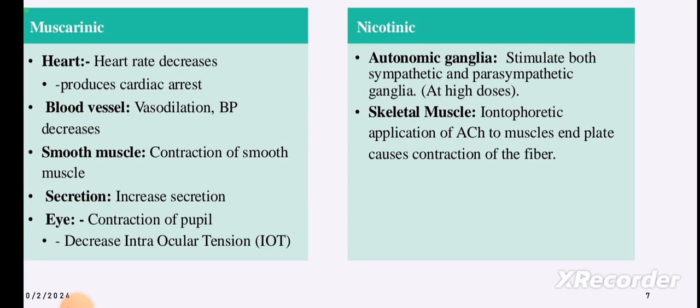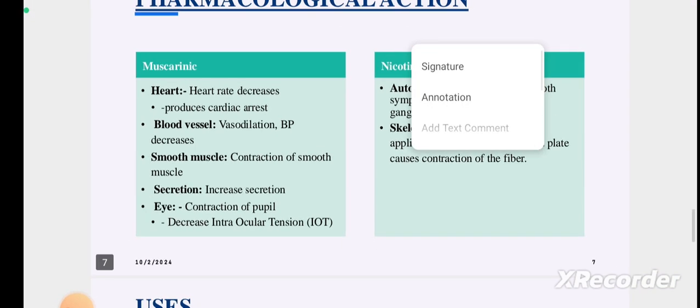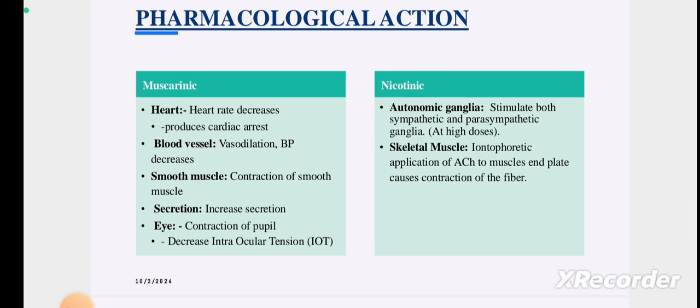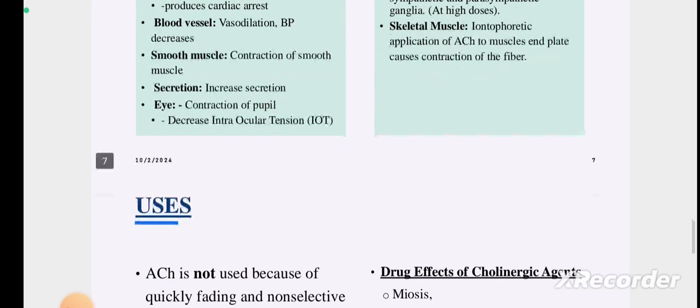Nicotinic. For nicotinic, autonomic ganglia: stimulate both sympathetic and parasympathetic ganglia at high doses. When the dose is too high, then they stimulate both the ganglia. Skeletal muscle: iontophoretic application of ACh, ACh is acetylcholine, to the muscle end plate causes contraction of the fiber. So here pharmacological action for both the receptors is given.